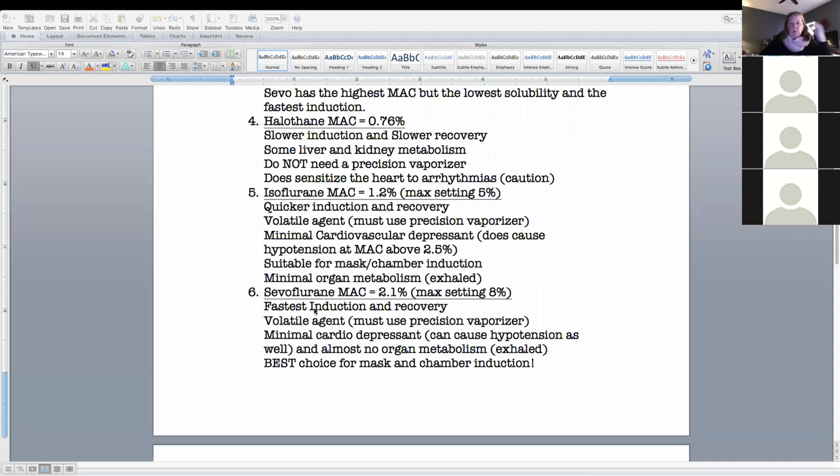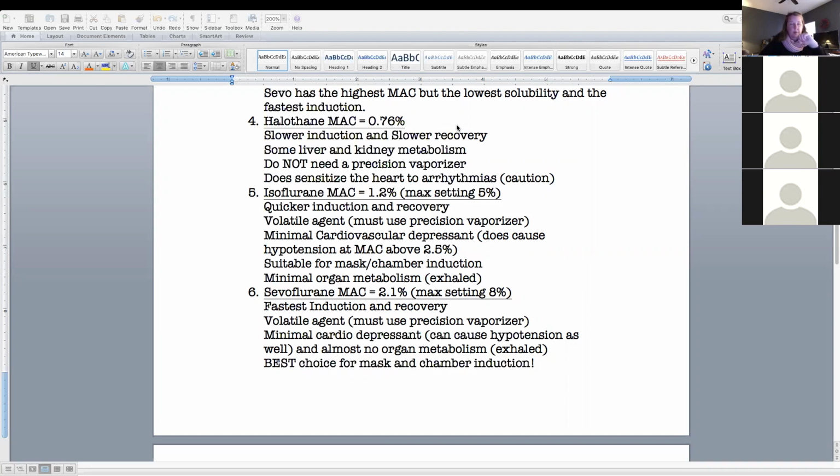They came out with a new agent called sevoflurane. And sevoflurane has a MAC of 2.1%. Now, I put a note here to the side, and I didn't put it by halothane. Halothane max setting is 5%.